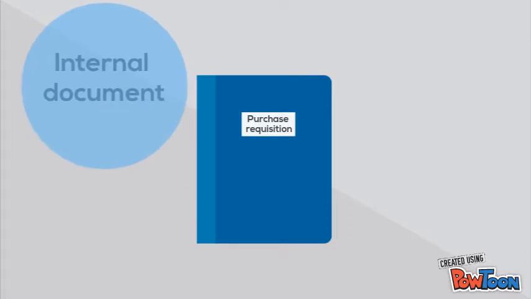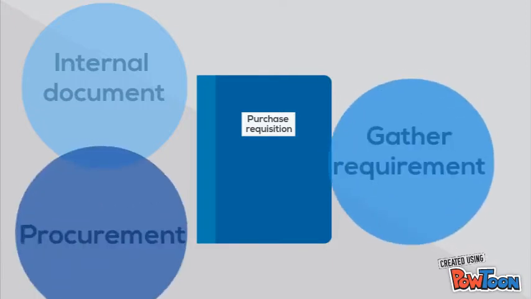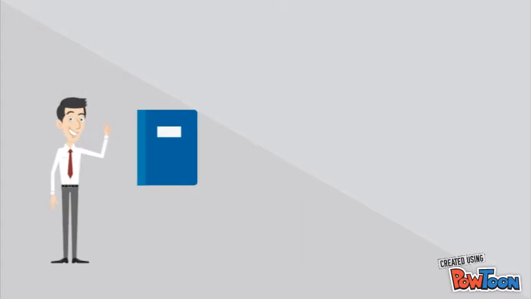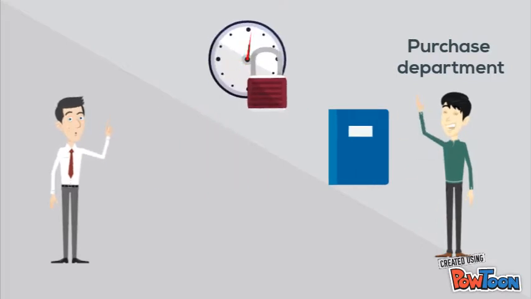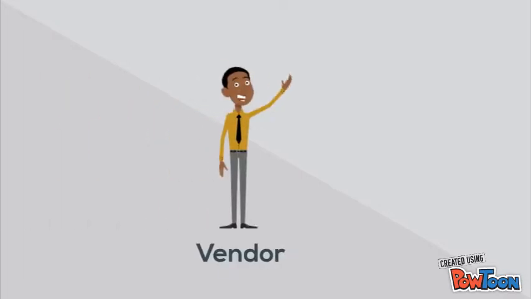First, the organization has to gather all the requirements in order to perform procurement. Once requirements are included in a purchase requisition, they are sent to the purchasing department to procure specific material in a specific time from vendors. When the requisition has been assigned to a vendor, it will be ready for processing.